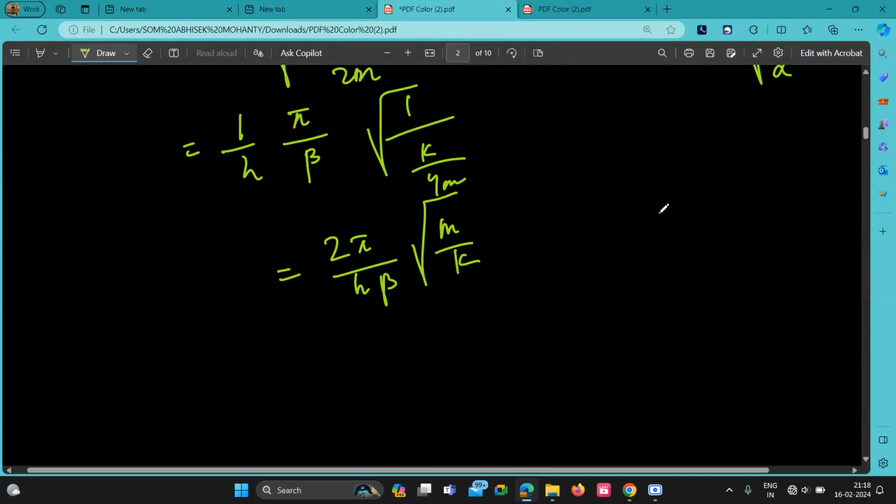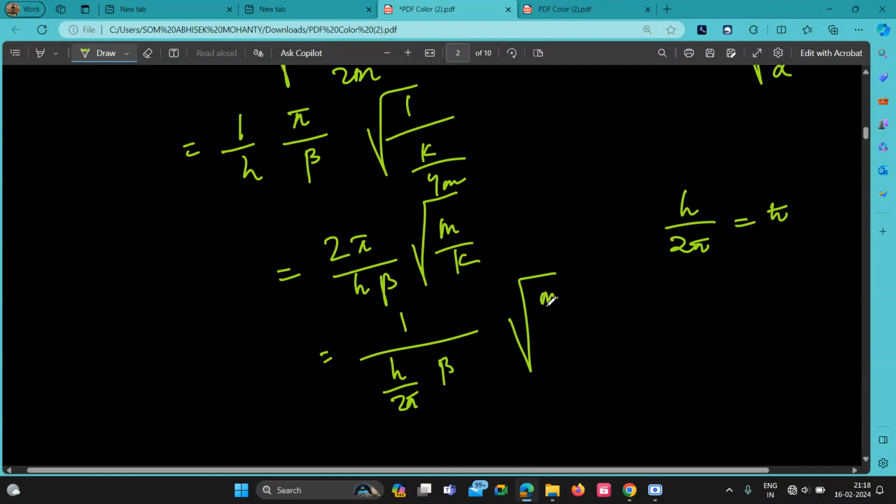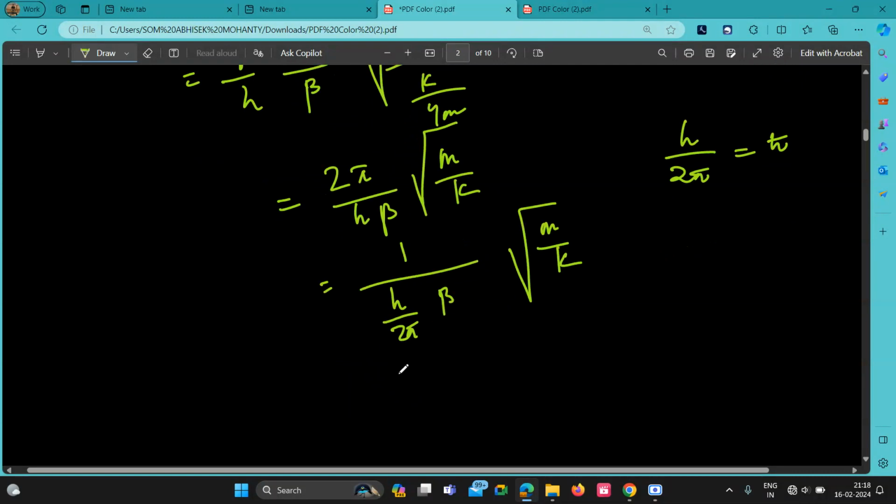See, h by 2 pi is written as h cut. So in place of this, I can write 1 by h cut beta root of m by k. This is your Z1.